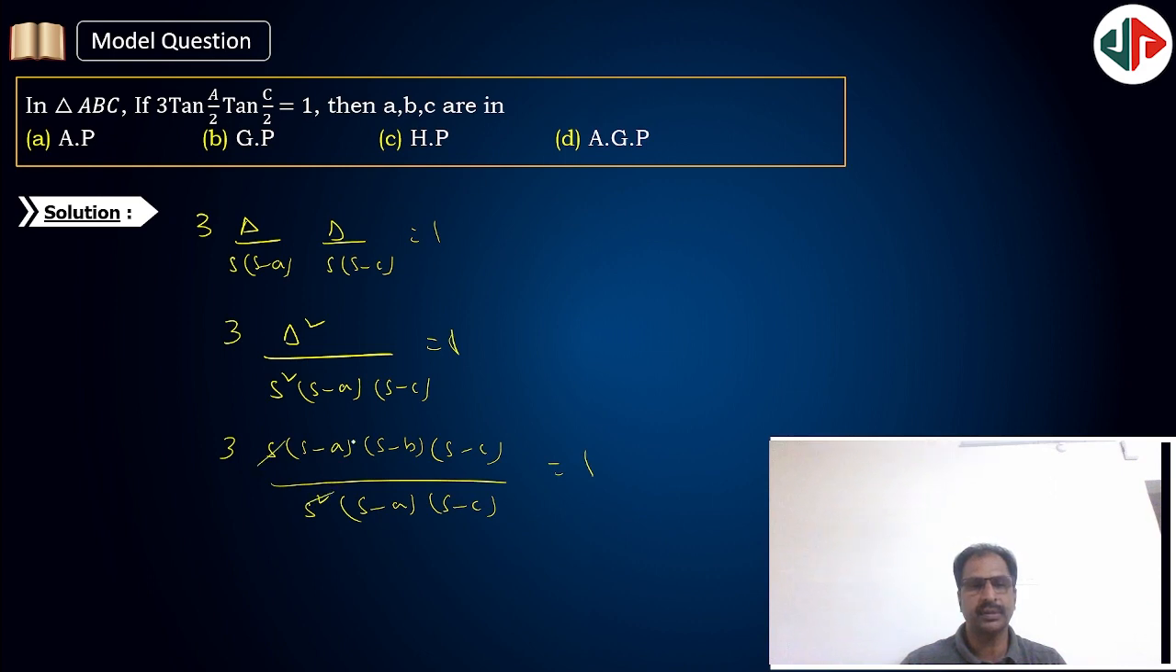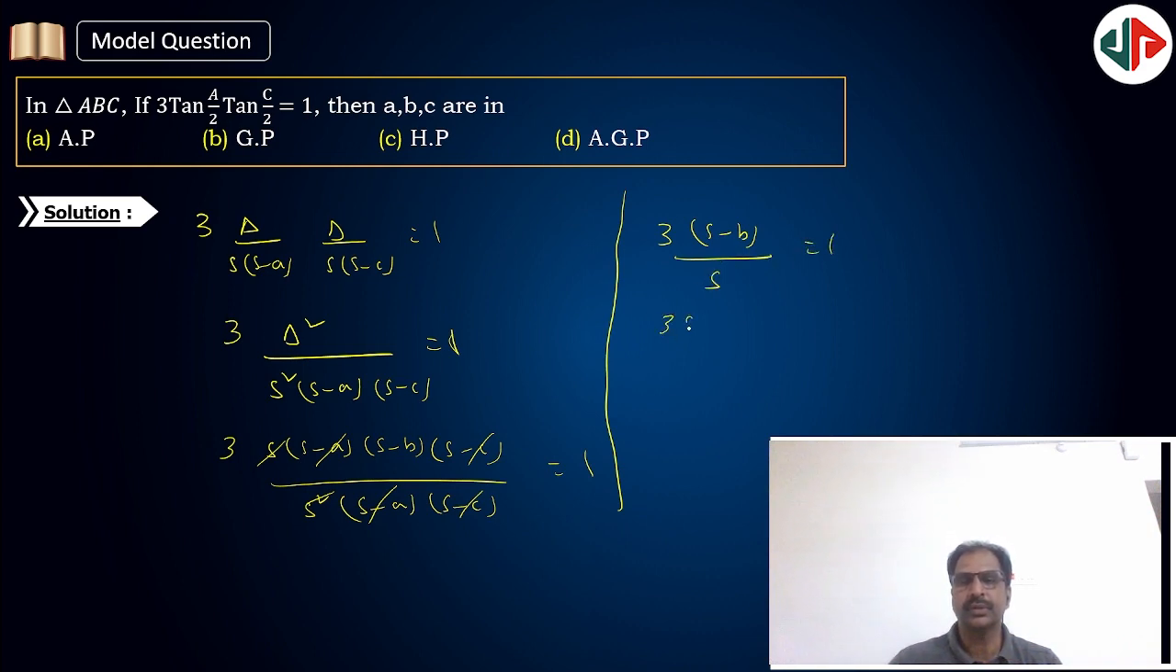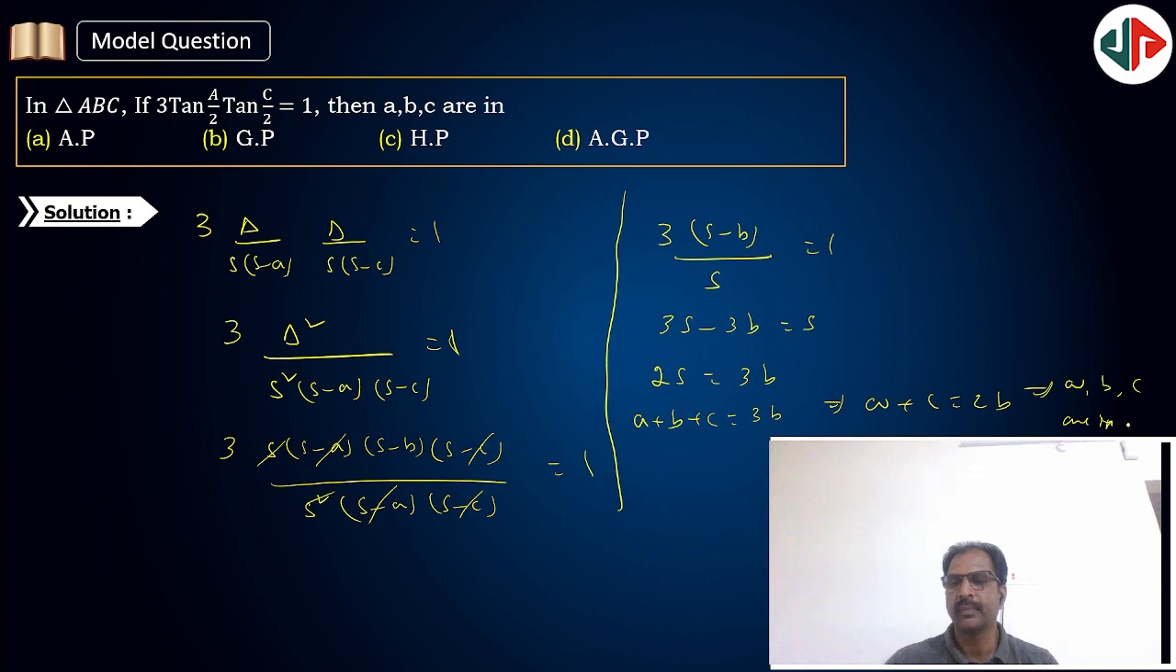Now 1s get cancelled, S minus A gets cancelled, S minus C gets cancelled. So what is left out? 3 into (S minus B) by, one more S will be there. So 3S minus 3B is equal to S. 3S minus S, 2S is equal to 3B. 2S is nothing but A plus B plus C is equal to 3B. From this, A plus C is equal to 2B. A plus C is equal to 2B means A, B, C are in arithmetic progression. So option A is correct.